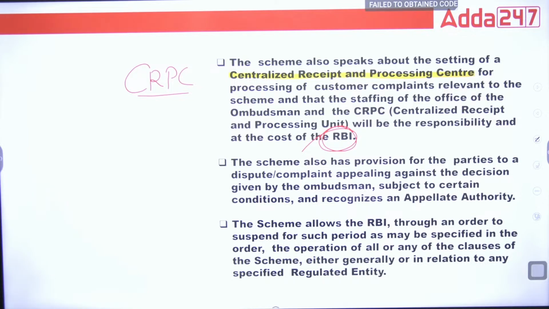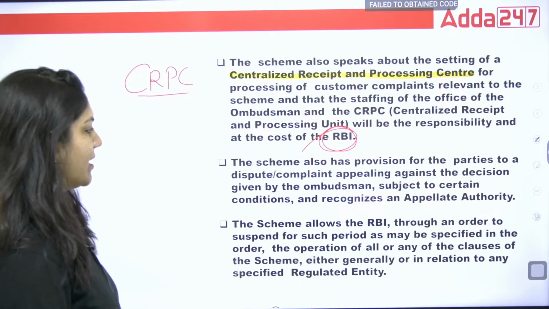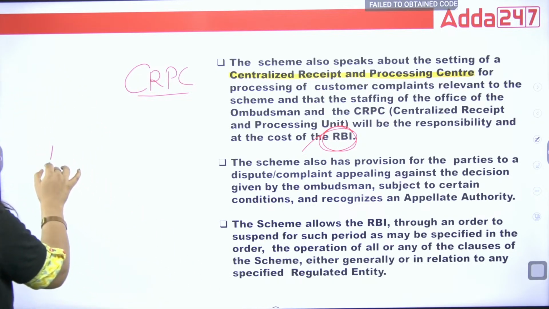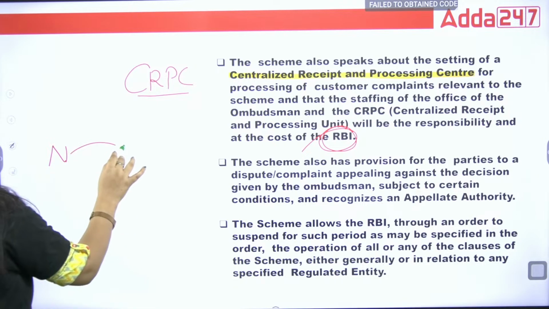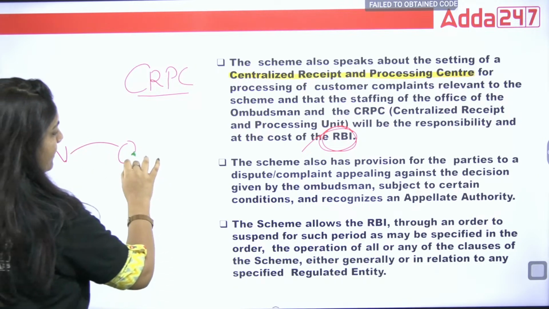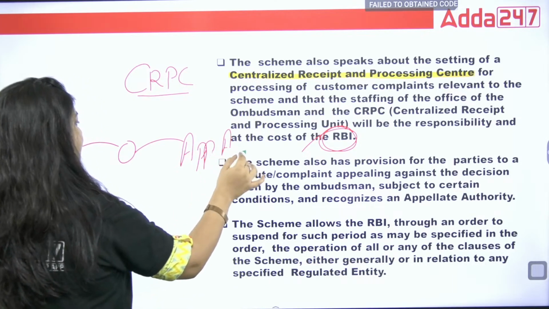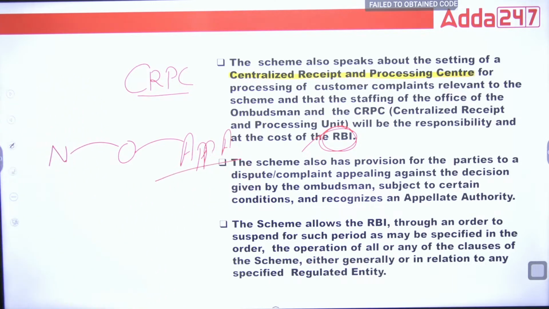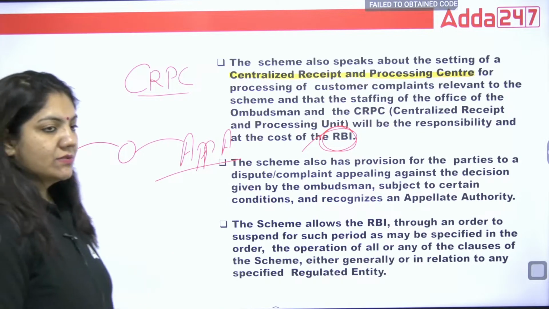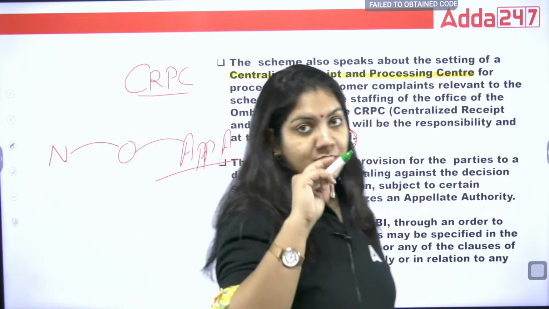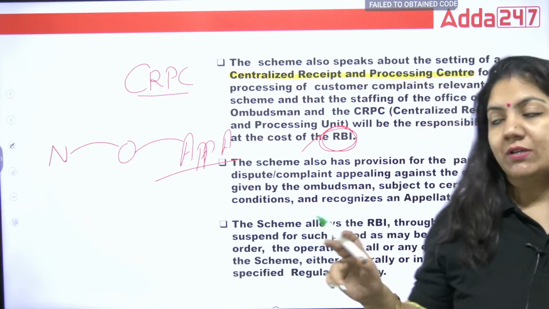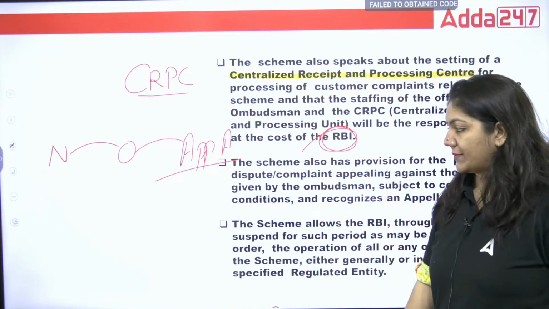The scheme also has a provision for a party to the dispute to appeal against the decision given by the Ombudsman, subject to certain conditions. Okay, suppose Nikita ma'am is the complainant. She filed the complaint to the Ombudsman. There should be an appellate authority regarding this also. So if we are not satisfied with the decision of the Ombudsman, we have a right to go to the appellate authority. That's it.